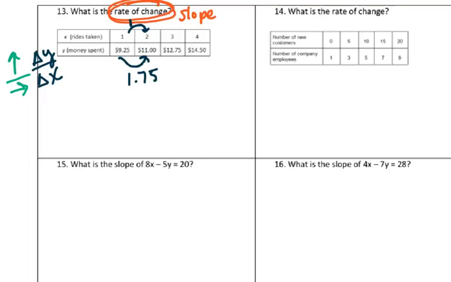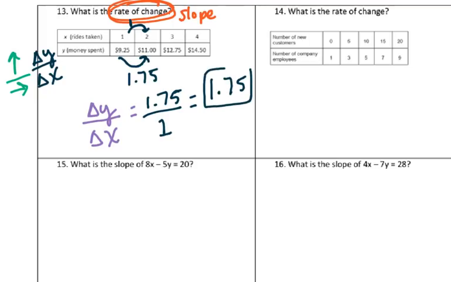So to write the equation, it says do the change in y over the change in x. So my change in y is the number 1.75. My change in x was a 1. 1.75 divided by 1 is just the number 1.75. The change in y over the change in x. Same as y2 minus y1 over x2 minus x1. Same thing with number 14.